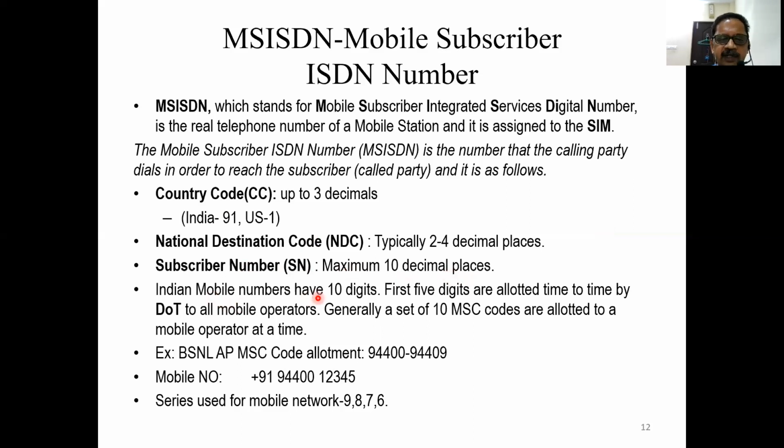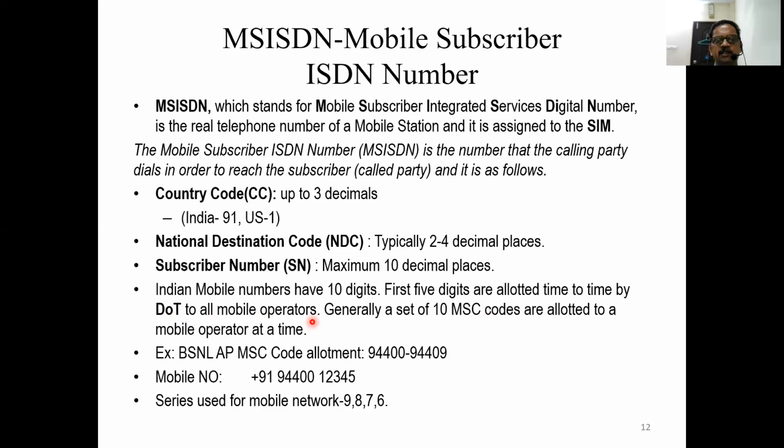Indian mobile numbers have 10 digits. So far we are adopting 10 digits. The first 5 digits are allocated from time to time by the Department of Telecom to all mobile operators. So DOT allots the first 5 digits. The balance 5 digits are at the disposal of the respective telecom service provider, so they can give whatever number they want.